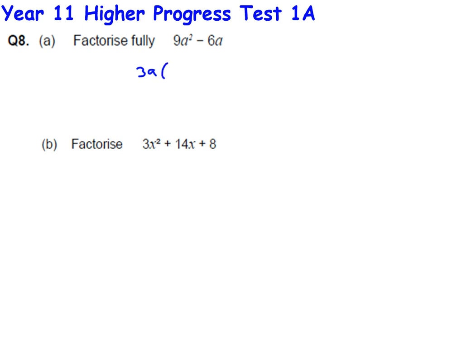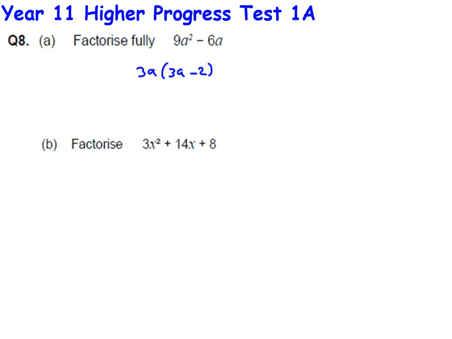Now, inside the brackets, we need to think about what we need to multiply 3a by to make 9a squared, and that is 3a. And again, what do we need to multiply 3a by to make negative 6a, which is negative 2. So when we factorise 9a squared take away 6a, we have 3a outside the brackets and 3a take away 2 inside the brackets.